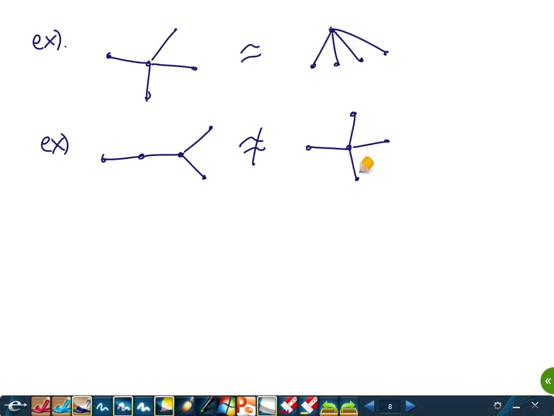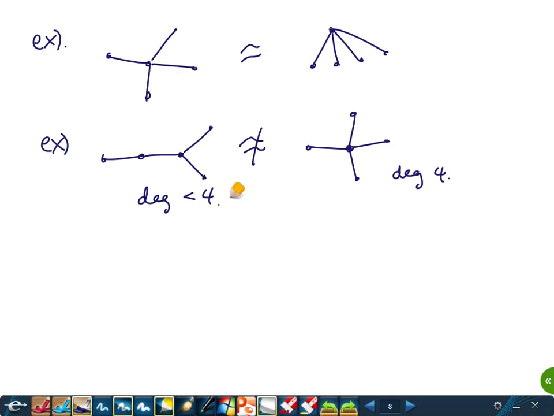If you want to show that two graphs are not isomorphic, you need to find an invariant. Invariant means some kind of property of a graph, such that every graph isomorphic to that graph must have the same property. One of the simple invariants is the degrees. Here we have a vertex of degree 4, right? Here we don't have any vertex of degree 4, the degree is always less than 4. The degree sequence is an invariant, so they are not isomorphic.